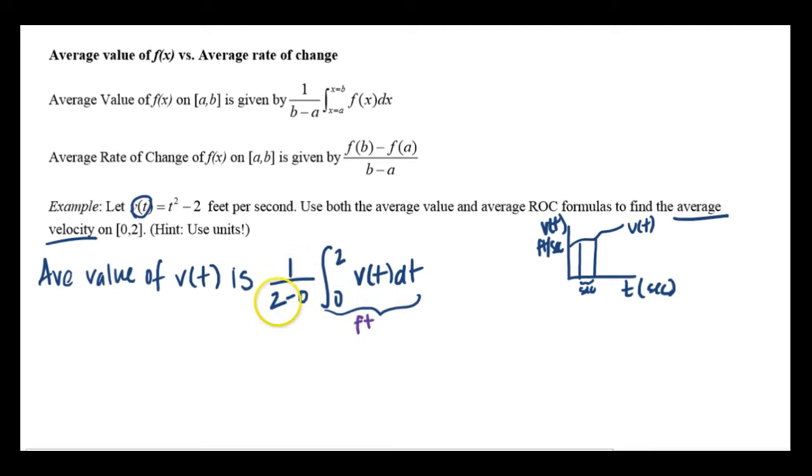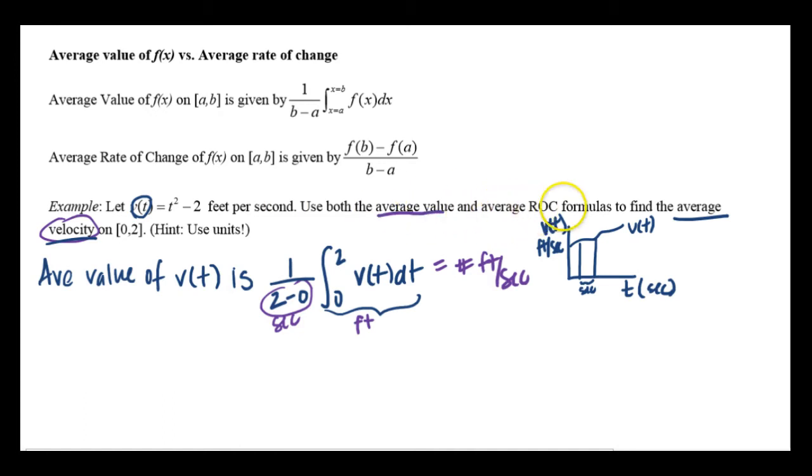We want an average velocity, but now we have to remember that this 2 minus 0, this portion here, is in seconds, and it's in the denominator. So in other words, this portion here is feet, and then I have 1 over seconds. So my answer is going to be a number in feet per second, which is what I want because I want an average velocity. So that was using the average value formula.